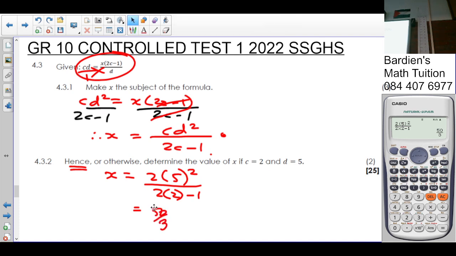Guys, if you've got your files, pay attention. I've affected changes already to that paper.